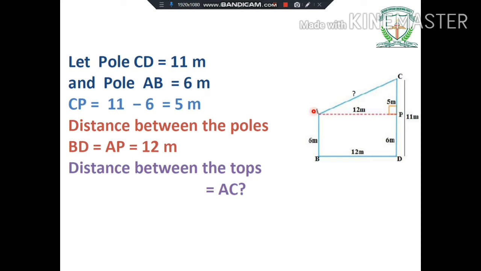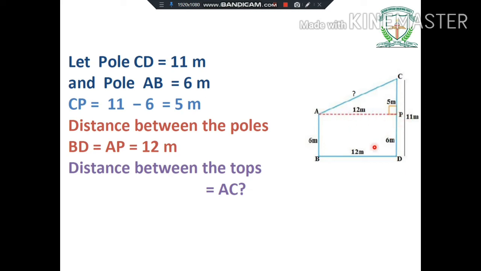Dear children, here is the drawing. Now AB is a pole of 6 meters and CD is another pole of 11 meters. Let pole CD be 11 meters and pole AB be 6 meters. So AB is the shorter pole and CD is the bigger pole. From A, these two poles AB and CD are 12 meters apart. So from A, draw a perpendicular to CD. Let it cut CD at P. We have drawn a perpendicular.